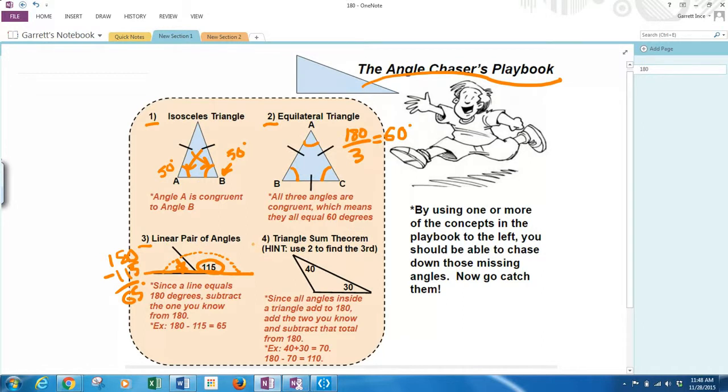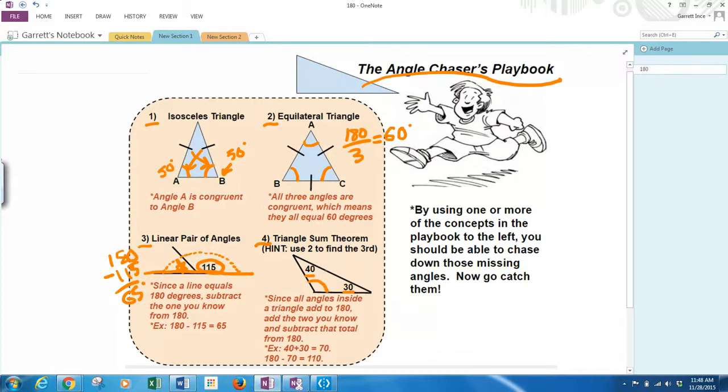Finally, let's take a look at play 4. Play number 4 deals with what's called the triangle sum theorem, which we actually talked about above. The triangle sum theorem states that all 3 angles inside of any triangle will always add up to 180 degrees. Now, what that really means for a strategy is that if you know 2, you can always find the third. So in this example, we're shown 2 angles of 40 degrees and 30 degrees, which instantly means that we can find this third one right here.